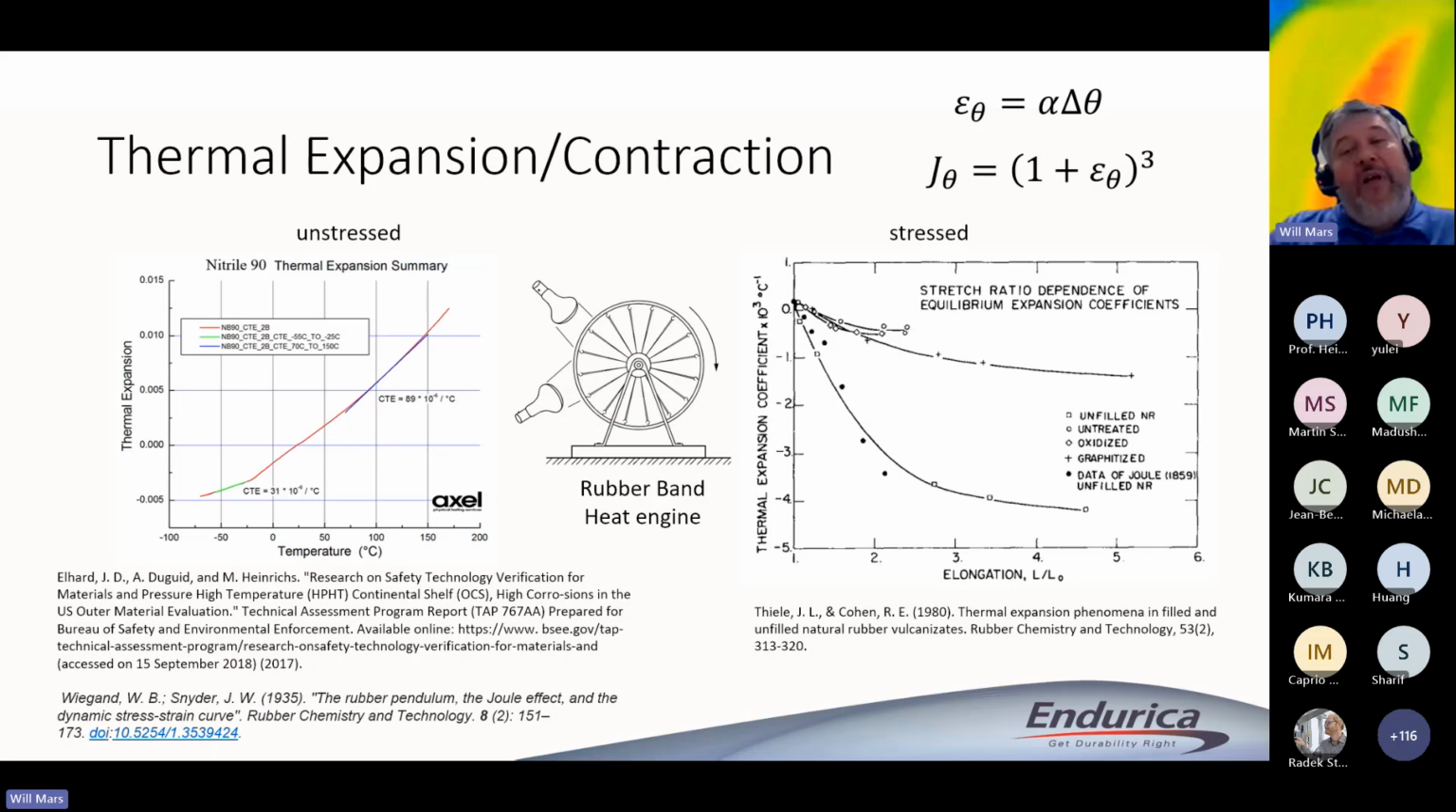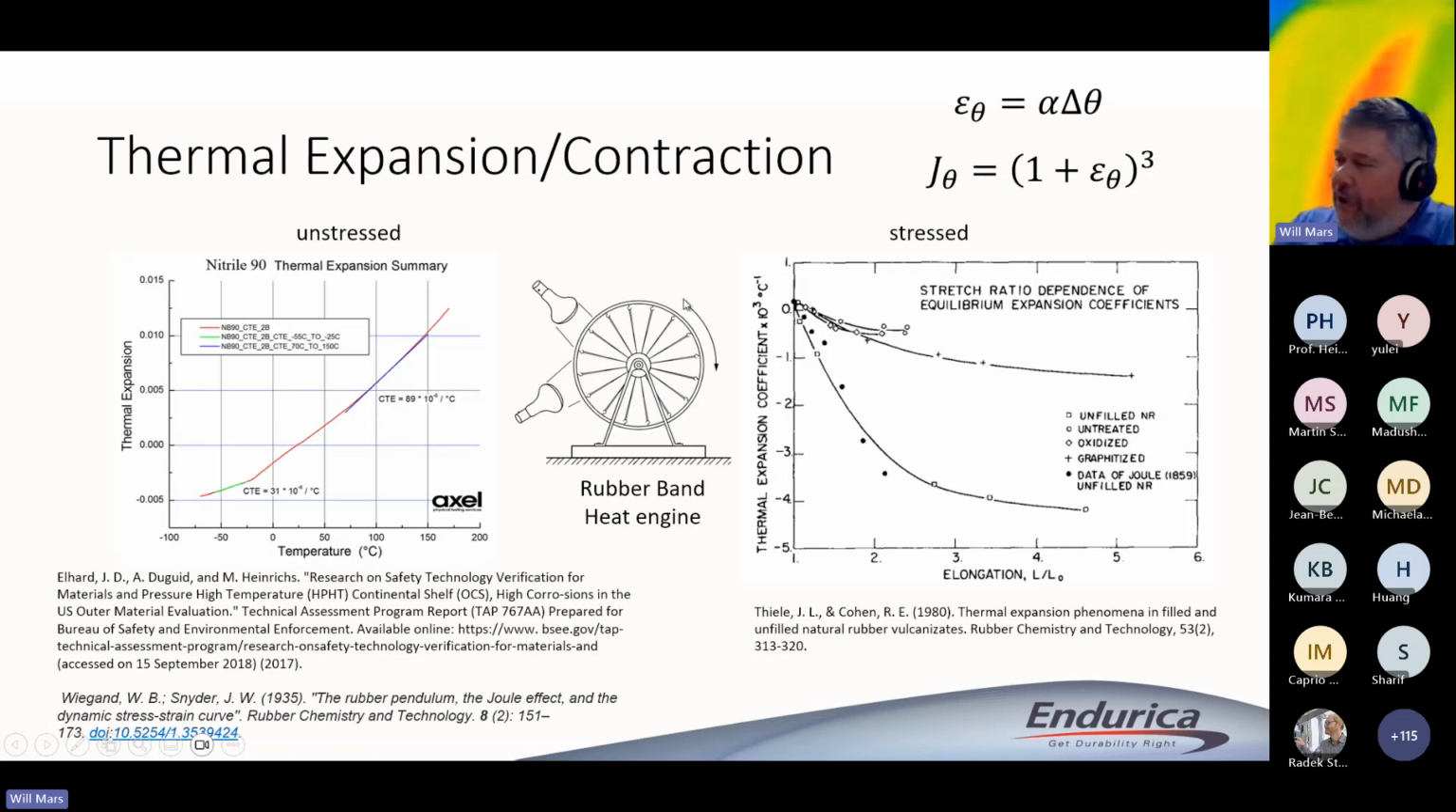When you stress the rubber, the expansion coefficient quickly can become negative, which is sort of underlies the Gough-Joule effect, which was an old paper here from 1935 by W.B. Wiegand. Which if you're interested in some history, that would be a really fun paper to read. They built an engine, a heat engine with rubber bands. But that effect is based on this thermal expansion contraction.